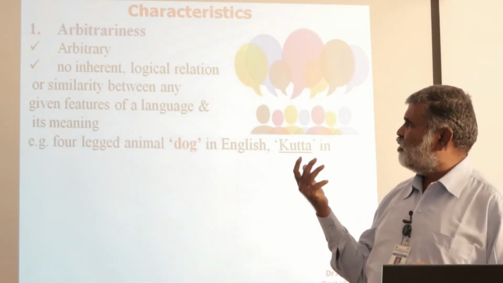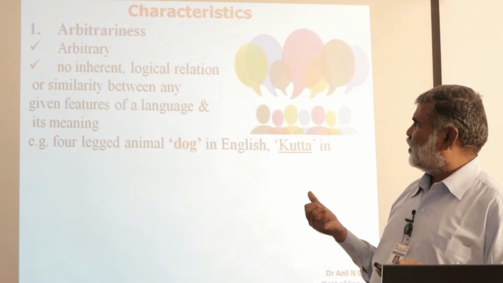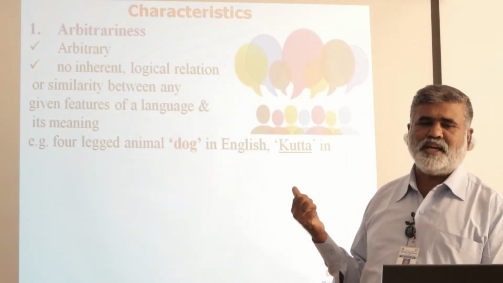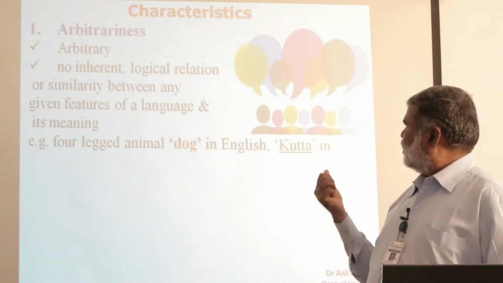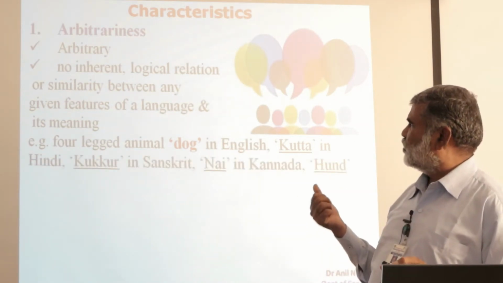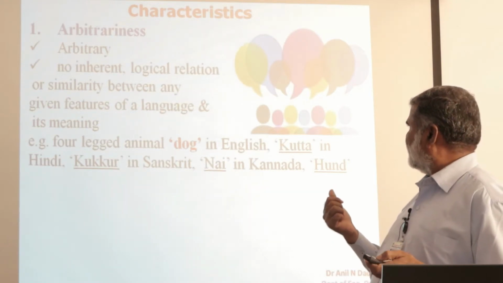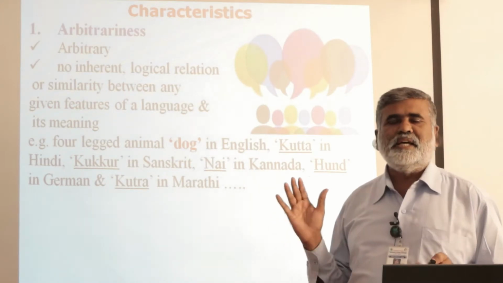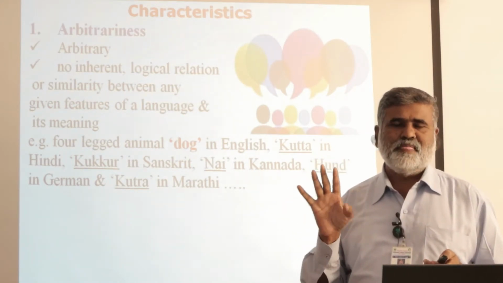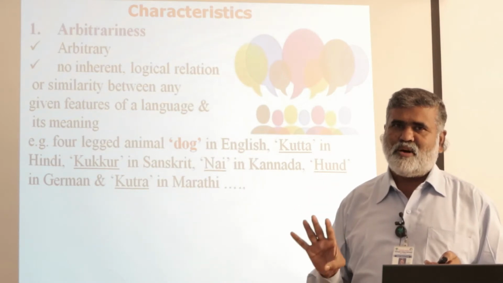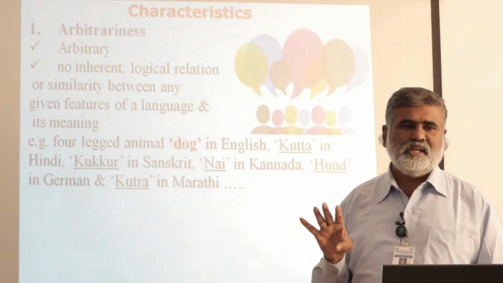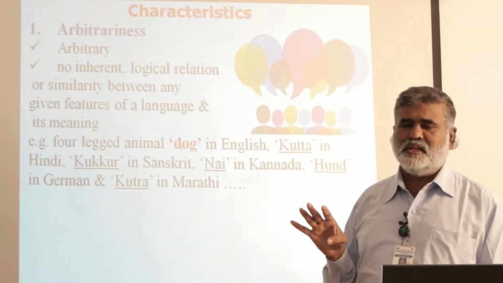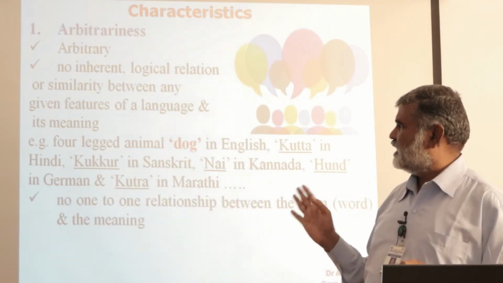And here we have one example. For example, a four-legged animal called dog in English. So we can say dog in English, and kutta in Hindi, kukur in Sanskrit, nai in Kannada, hund in German, and kutra in Marathi. So friends, the animal is the same, but we have different names in different languages where there is no logical connection or logical sequence for us.